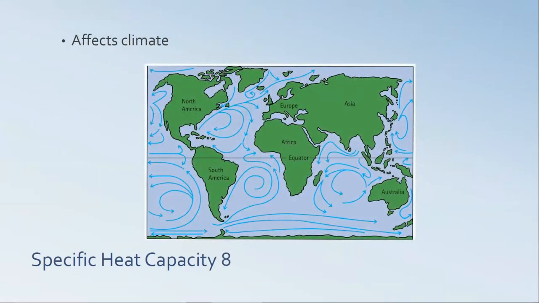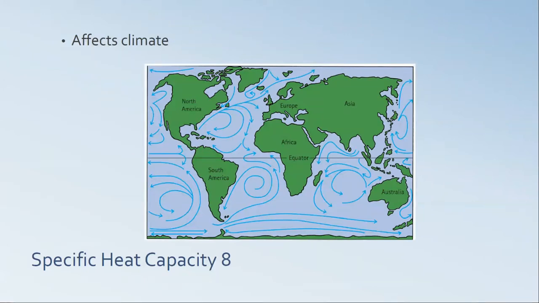This high specific heat capacity of water also affects climate, as we look in this picture here of the ocean currents moving around the world. And take a closer look at the Gulf Stream. The Gulf Stream starts in the Gulf of Mexico, moves around the tip of Florida, and then goes up the coast of North America and over towards Europe.